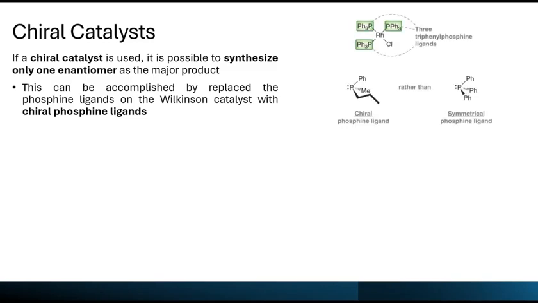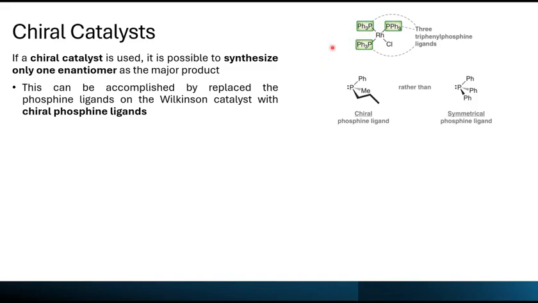Earlier we talked about the Wilkinson catalyst as being a rhodium complex. Let's take a look at the ligands. The ligands are triphenylphosphine ligands, and there's 3 of them. So here we have the phosphorus, and the phosphorus has 3 phenyl groups or benzene rings attached to each one. So right now it is achiral.